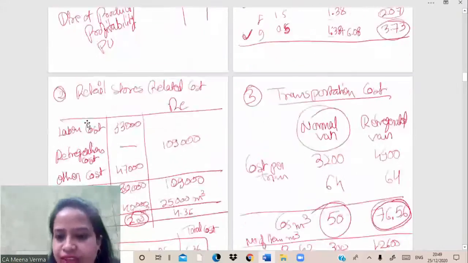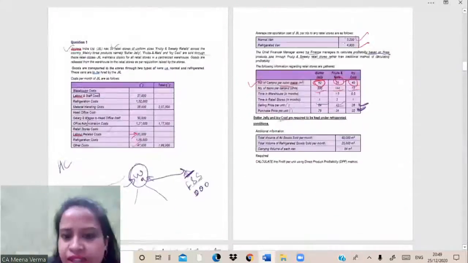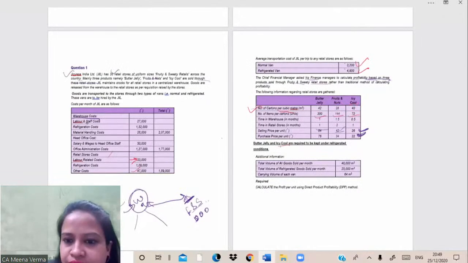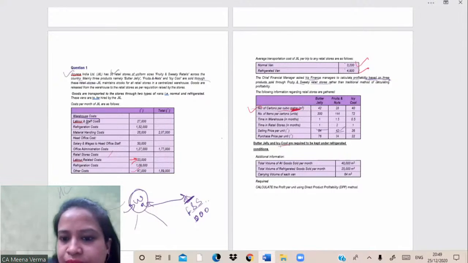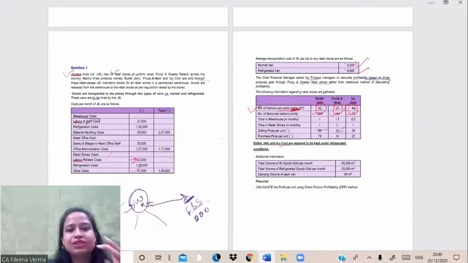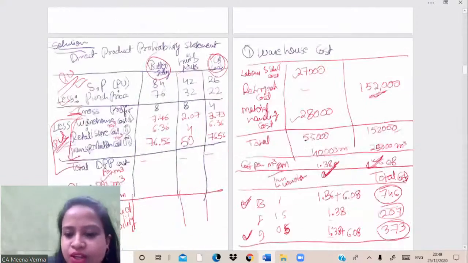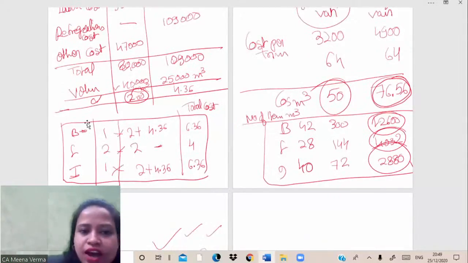Okay, and for that we have done this calculation. See, it is given in the question the number of cartons you have kept in 1 meter cube, and in one carton you have kept this number of units. So if you multiply it, you can find the number of items you have in 1 meter cube. If you multiply it, you will get the number of items you have in 1 meter cube.